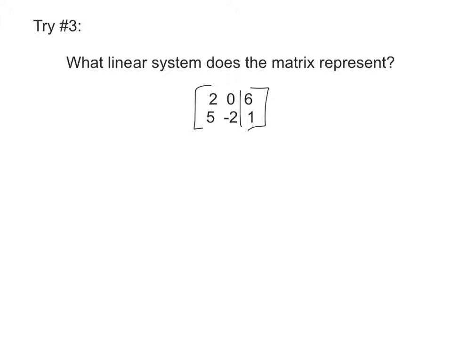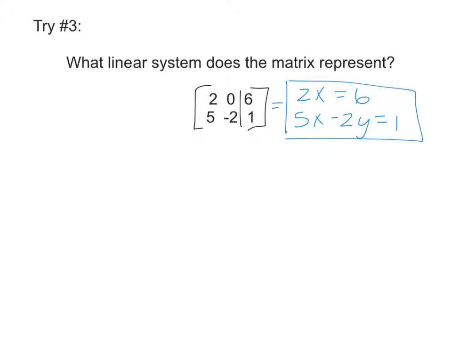Try 3, we would do the same thing. So again, we're going to start out with our matrix and then write our system. So we have 2x, no y, is equal to 6. And then the other one should be 5x minus 2y equal to 1. And so that should be our system.